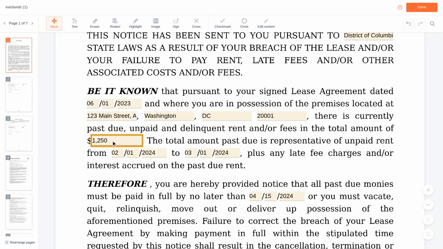First, every eviction notice must be in writing. No exceptions there. The notice must be served on the tenant, and for any reason other than non-payment of rent, it must also be served on the rent administrator.